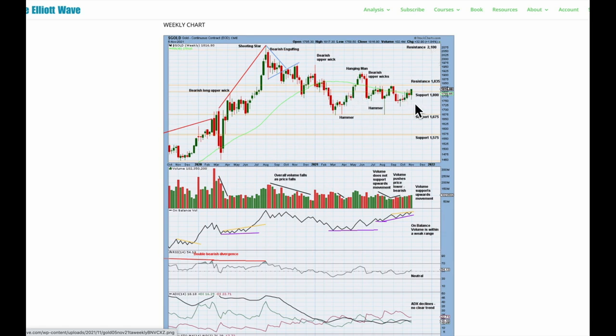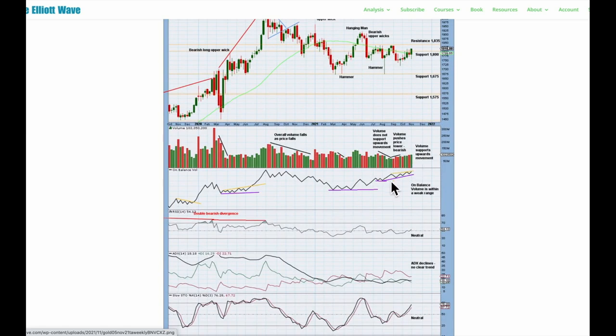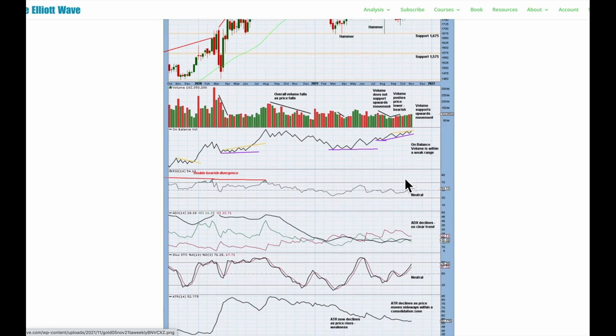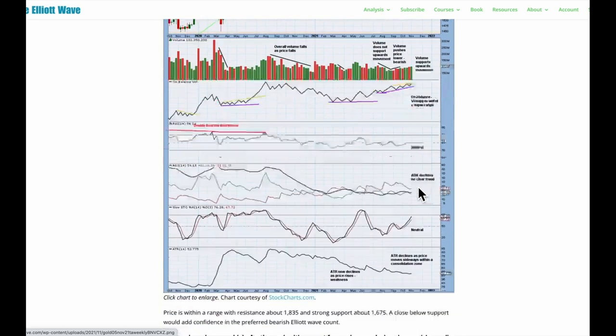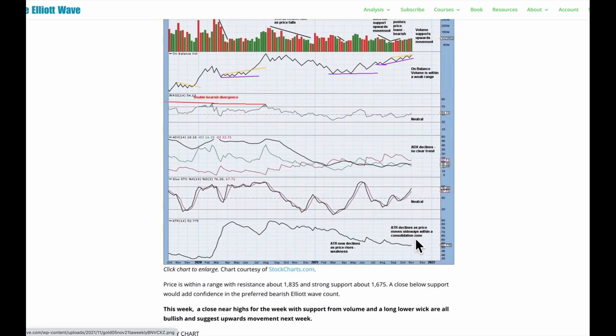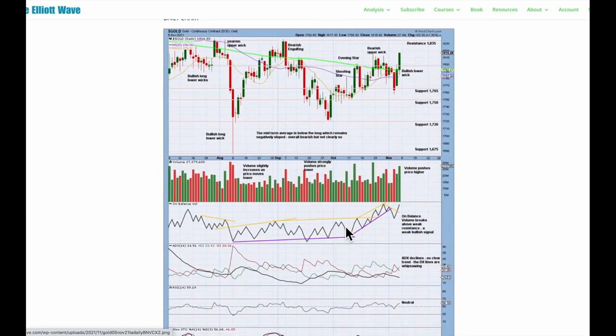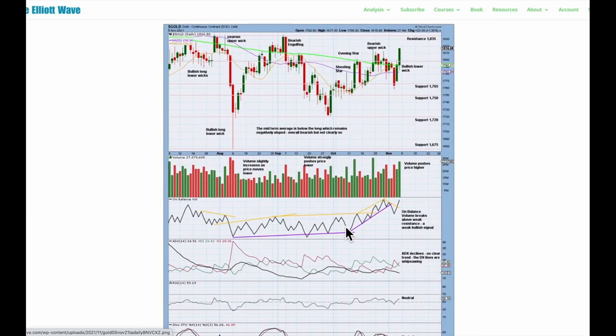It's still consolidating. So this chart is overall neutral. On balance volume is also within the range, fairly weak, but that too is consolidating. RSI neutral, between ADX and stochastics. ATR declining as price moves sideways when it consolidates, absolutely normal behaviour and supports the view that price is consolidating.